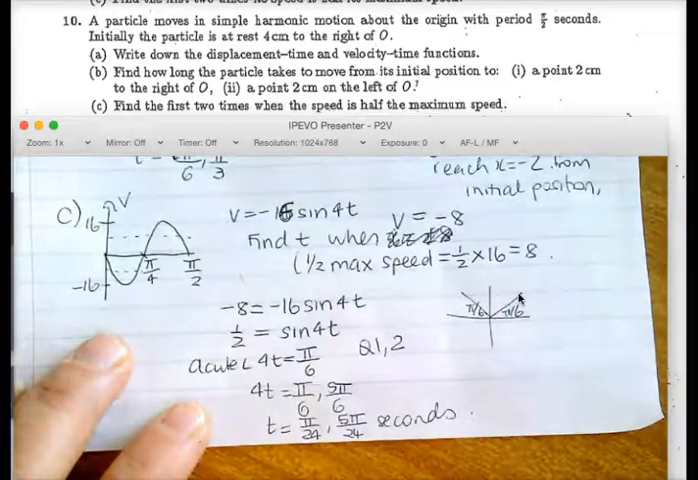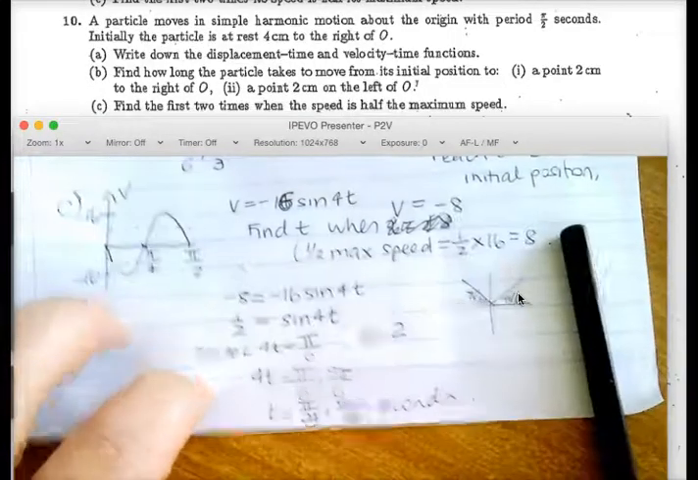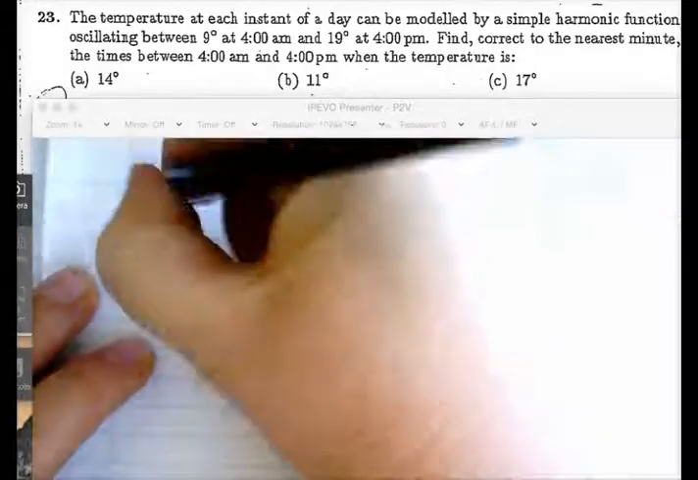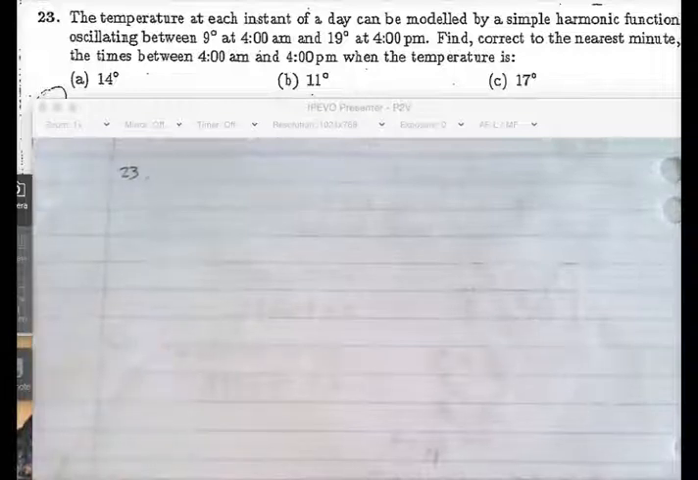Good. Okay, girls. Okay, that was question 10. Next one I want to look at is 23. These are the questions I've been waiting to do. The tide questions and the temperature questions.